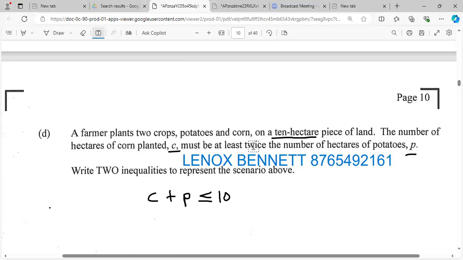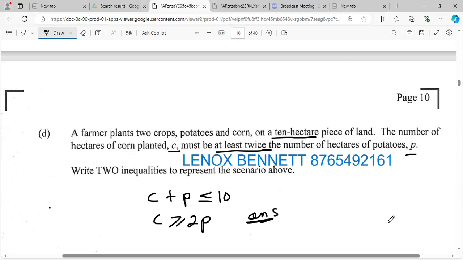The next one says the number of hectares of corn must be at least. Let me underline that word, at least. At least means it can be that and greater, not less. If your friend said to you, you must give me at least $5, you can give them $5, but you can give them more. And it says the number of hectares of potatoes, so it would be C greater than or equal to twice, meaning 2P. So there we have it. That's our two inequalities.